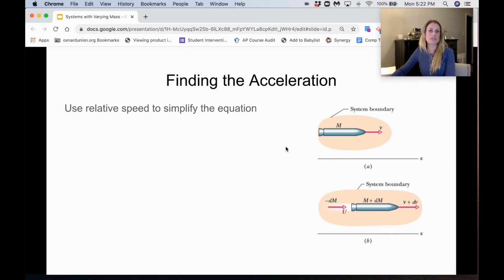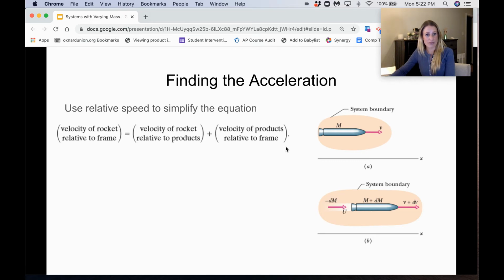Now what we're going to do here is use relative velocity to simplify this equation. Remember, we talked about relative velocity and relative motion before. What we need here is the velocity of the rocket relative to the frame, which is what we are observing the rocket doing. That's going to equal the velocity of the rocket relative to the products, plus the velocity of the products relative to the frame.